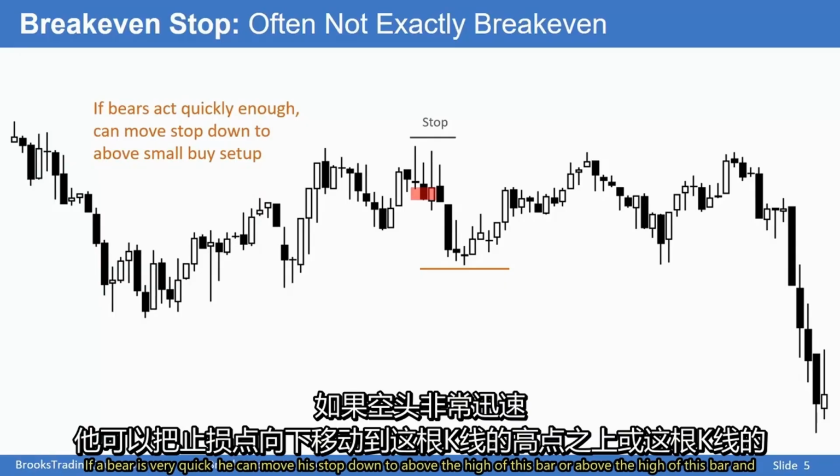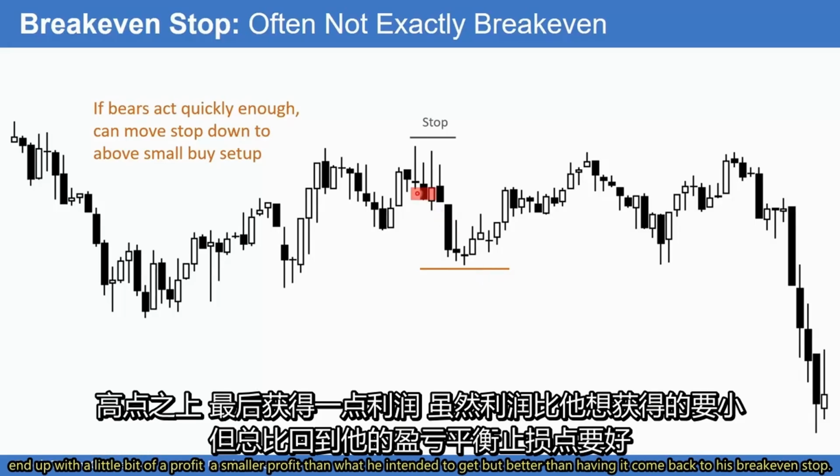If a bear is very quick, he can move his stop down to above the high of this bar and end up with a little bit of a profit. A smaller profit than what he intended to get, but better than having it come back to his break-even stop.